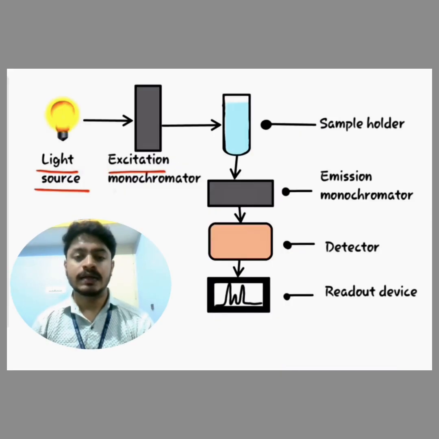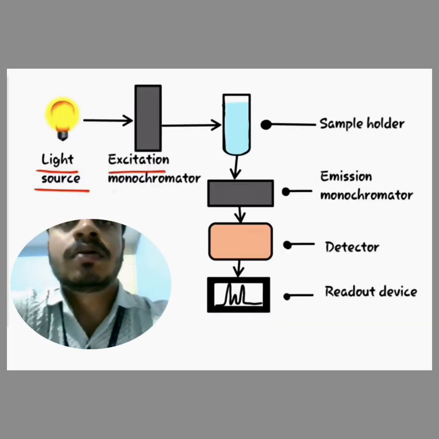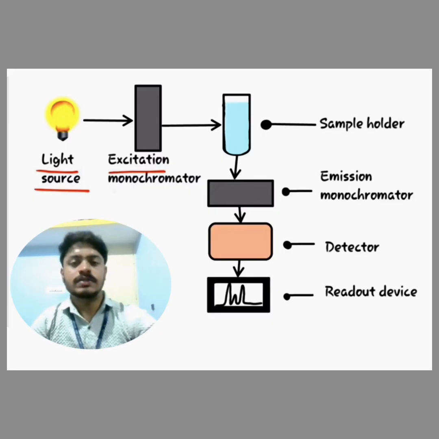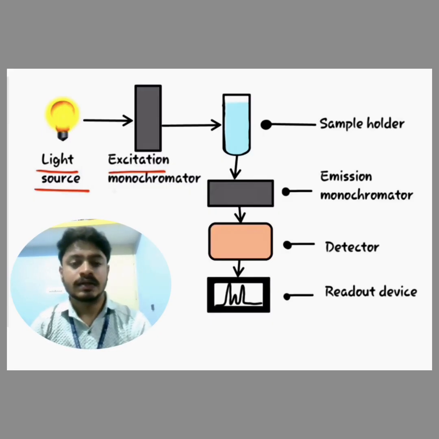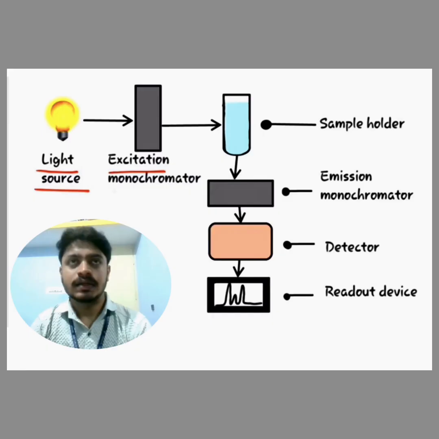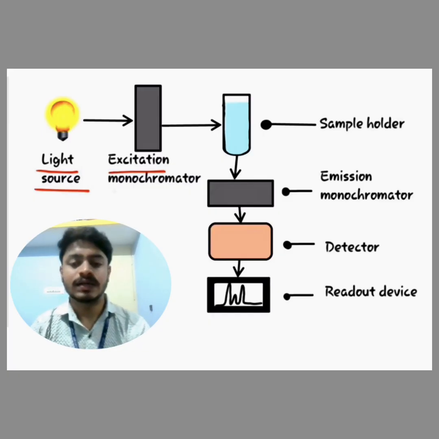Here in the picture we are observing the instrumentation of a fluorescence spectrophotometer. The instrumentation consists of the light source first, then the light moves into the excitation monochromator, then the sample holder, then it moves into the emission monochromator, and then to the detector, where it detects and analyzes the sample and gives the signals to the readout device.